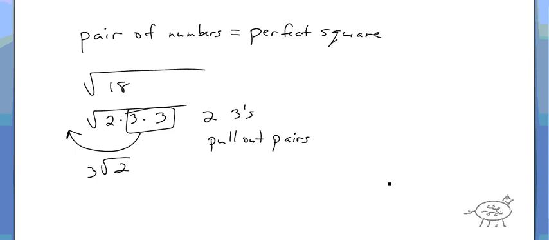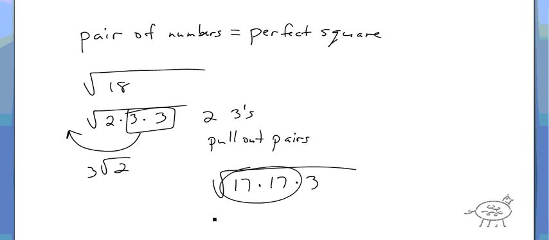Which is the same thing as pulling out a perfect square. So if I gave you something like this, 17 times 17 times 3, let's say it's all broken up for you like that. I would look at this and say, oh, I've got a pair of 17s. So 17 comes out, and I've got 3 left over. So a pair of numbers is the same thing as a perfect square.